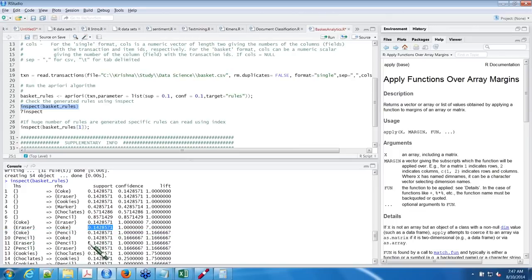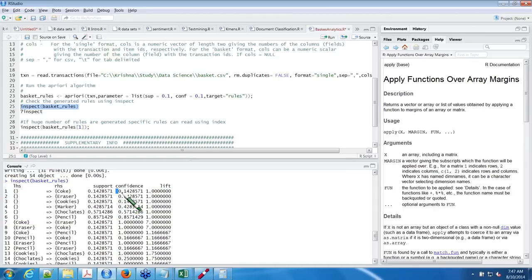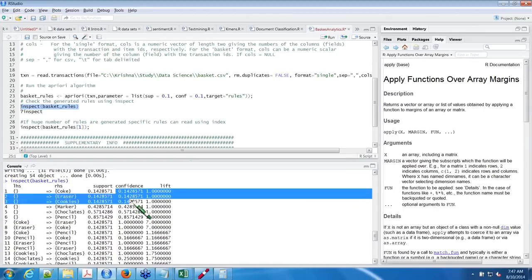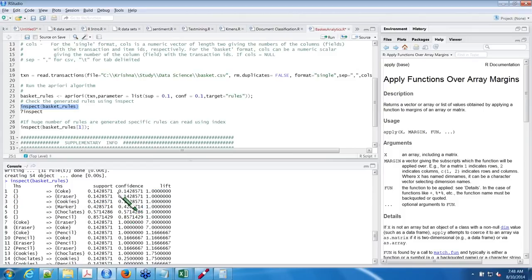Coke pencil, pencil Coke, eraser pencil. Fine, Arun. So the empty is, it is not able to calculate. So those data, the primary product is not determined, because if you look at the confidence, it is very less. Do you see that 0.14 is a confidence? 0.14. Do you see that?